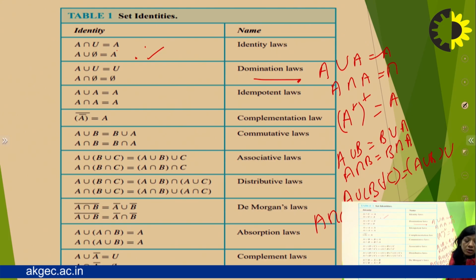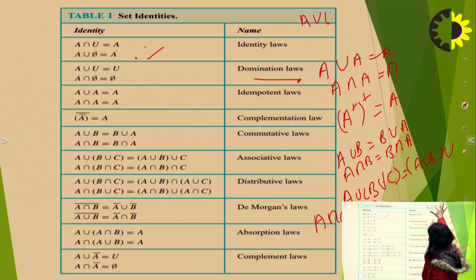The most important law is distributive law. Distributive law, A union B intersection C. Now understand how we apply distributive law.